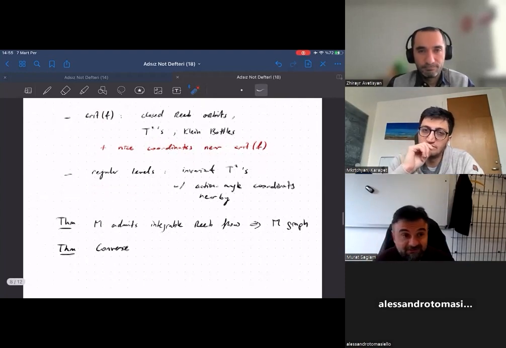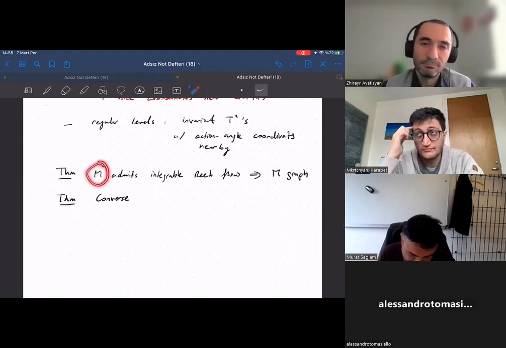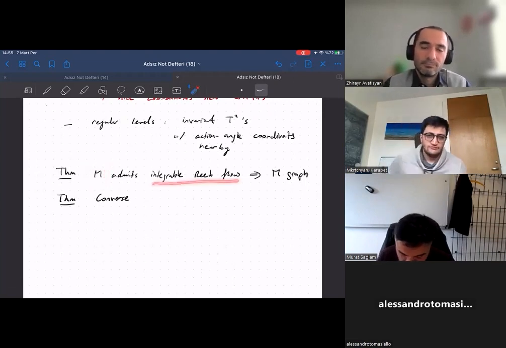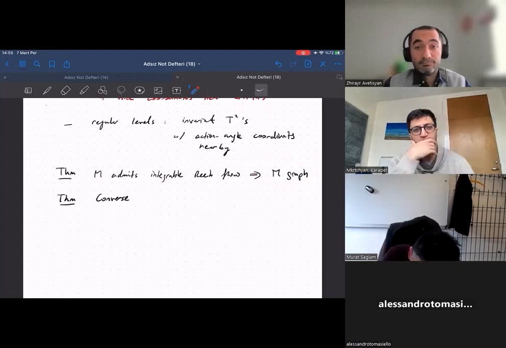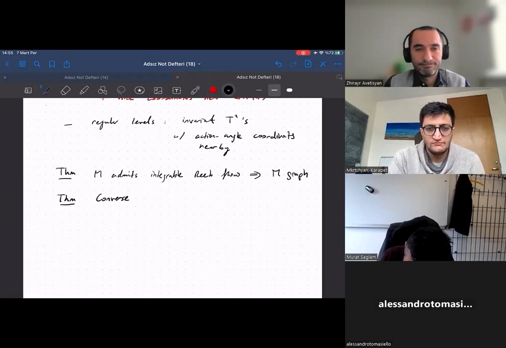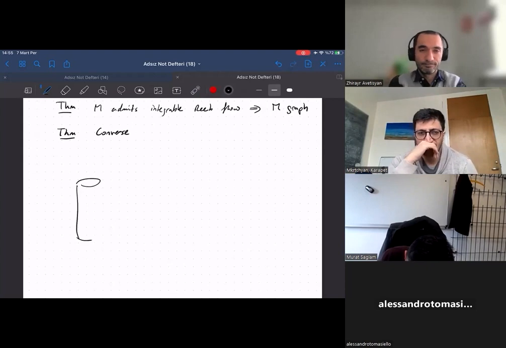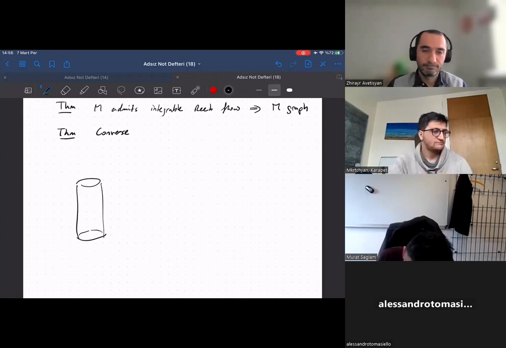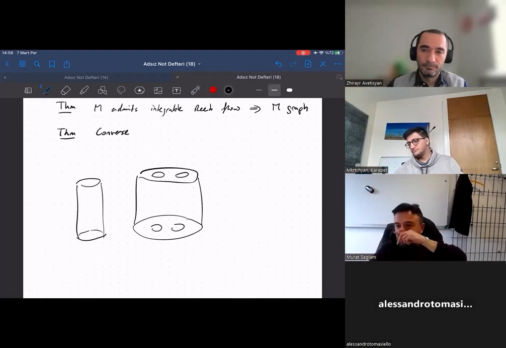Okay, now comes a theorem which tells you the following. If you have a closed three-manifold which admits an integrable Reeb flow, then this three-manifold has to be a graph manifold. Okay, what is a graph manifold? Let me try to tell you. A graph manifold is the following. You have two types of building blocks. You have a solid torus, and then you have a solid torus where you remove two small solid tori from inside.